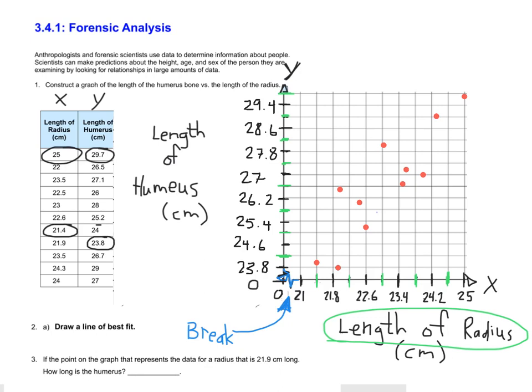So number 2A says, draw the line of best fit. And then 3, if the point on the graph represents the data for a radius that is 21.9 centimeters long, how long is the humerus? So we're going to answer that based on our line of best fit. I'm going to try to draw this with a ruler, and this looks like it's going up and to the right, but I have to draw it in between these points, passing through as many points as possible, where I have as many points on the top and the bottom of my line of best fit.